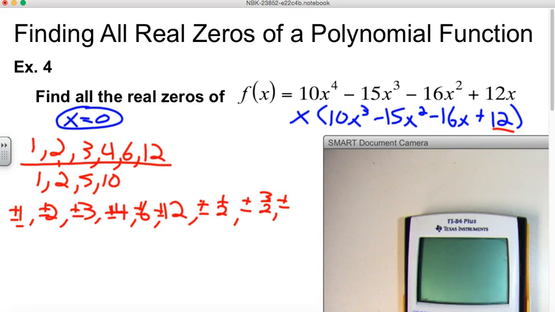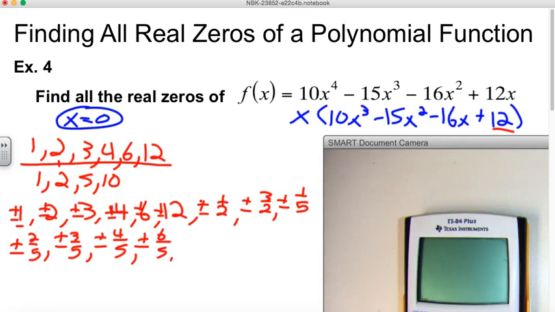All right, now put them all over 5. Positive 1 over 5, positive and negative 2 over 5, positive and negative 3 over 5, positive and negative 4 over 5, positive and negative 6 over 5, and positive and negative 12 over 5.